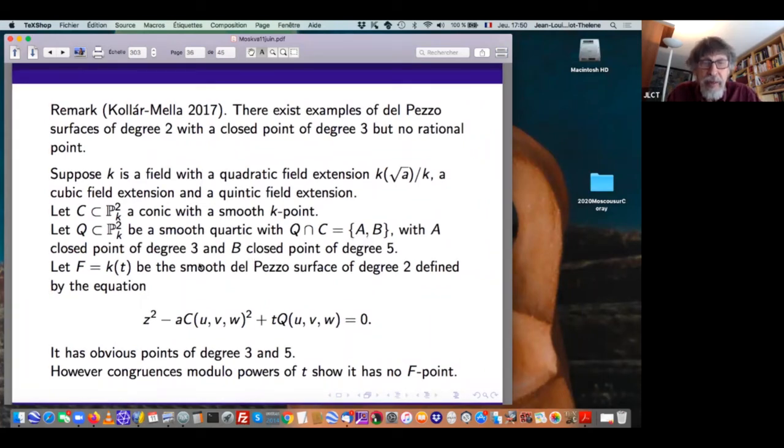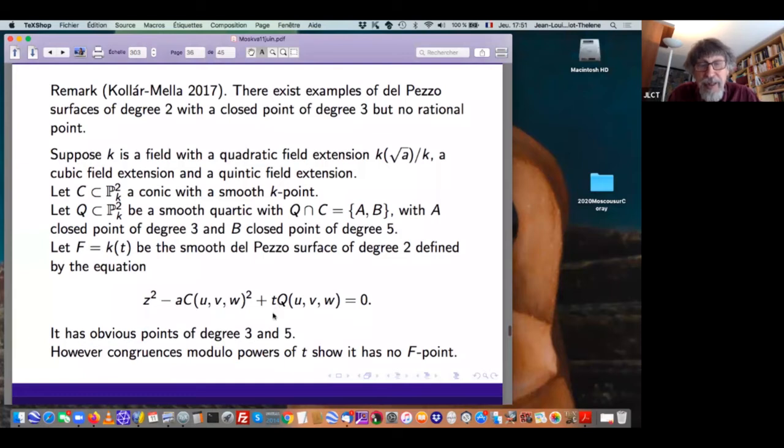So now take the smooth del Pezzo of degree 2 defined by the equation, bihomogeneous, where U, V, W are of degree 1 and Z is of degree 2: Z squared minus A, C of U, V, W, where C is the equation for the conic, squared, plus T, Q of U, V, W, where Q is the equation of the quartic. Okay, so that's a del Pezzo of degree 2 over the field K of T. And it's got obvious closed points of degree 3 and 5 at the intersection points of C and Q. But if you do reductions modulo T and then modulo T squared, you see that there's no K(T) point. Okay.